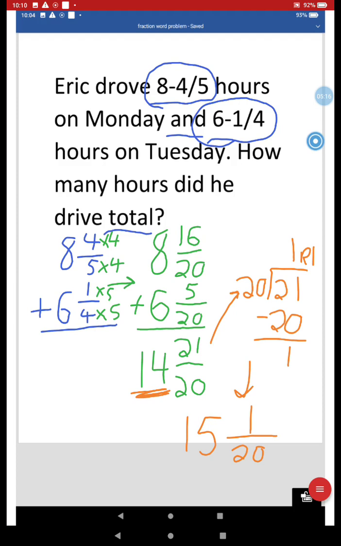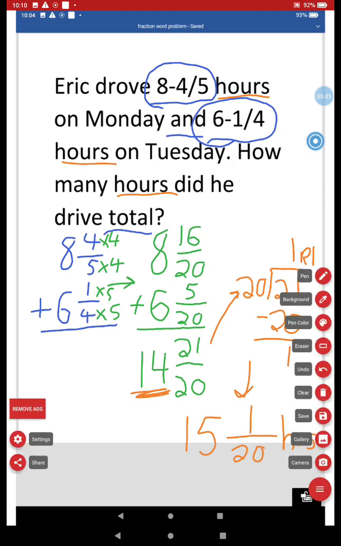I have hours, and I see hours appear a few times. In fact, I asked how many hours did he drive? Do you think hours would make sense? I think so too. Now, here's a shorthand way you can write hours. H-R-S. That stands for hours.